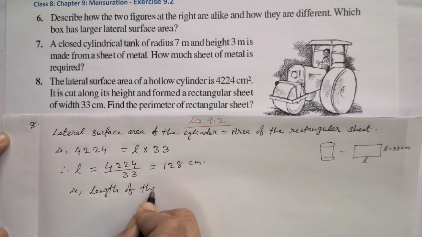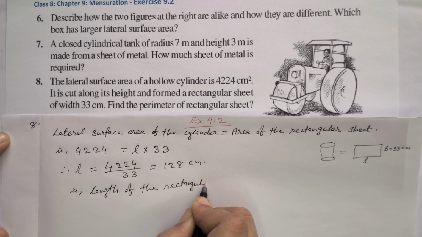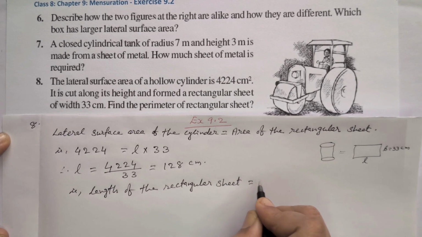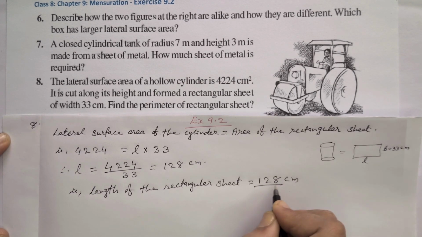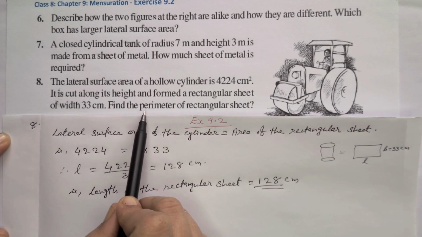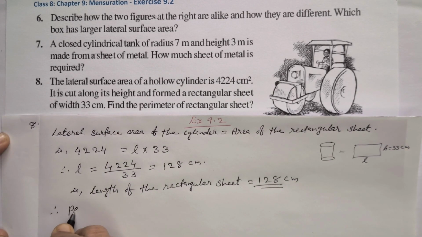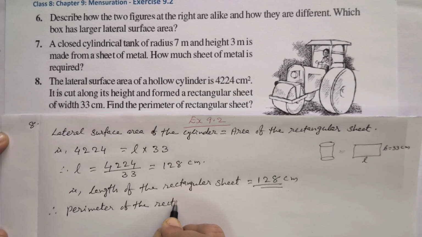Length of the rectangular sheet is equal to 128 centimeter. Now we got the length of the rectangular sheet. Then find the perimeter of the rectangular sheet. Therefore, perimeter of the rectangular sheet.